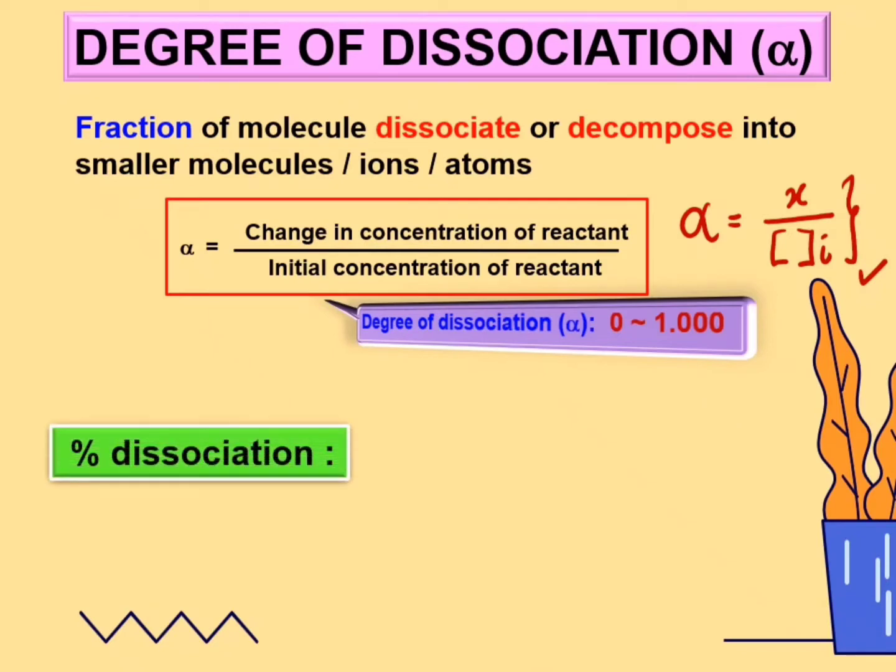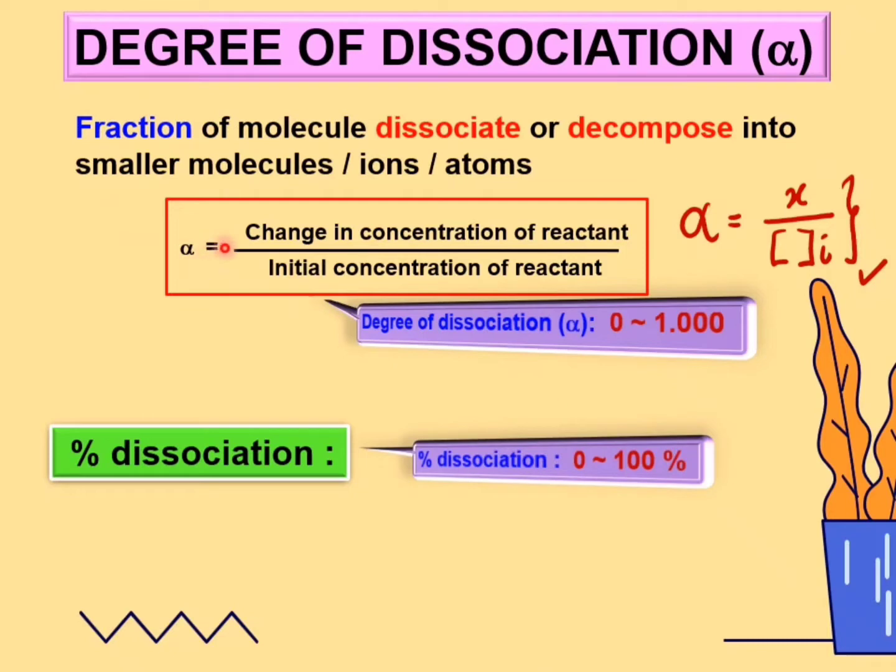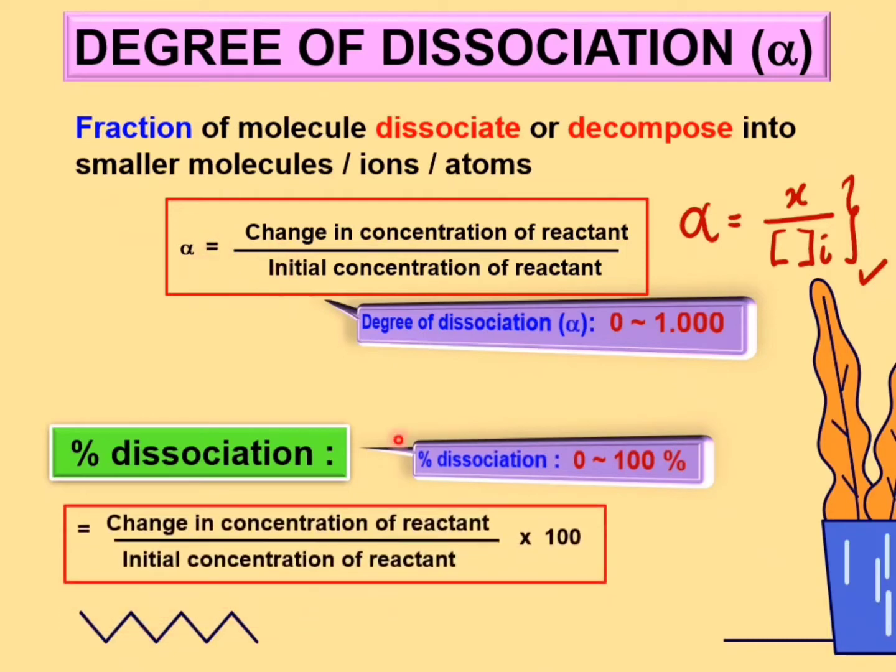And then sometimes the question asks you to calculate the percentage dissociation. The formula is the same as this one, but we just multiply by 100. Normally the degree of dissociation is between 0 and 1. If you get more than 1 or less than 0, something is wrong with your calculation. And for percentage, the value should be between 0 and 100%. So this is the formula if you want to calculate the degree of dissociation.